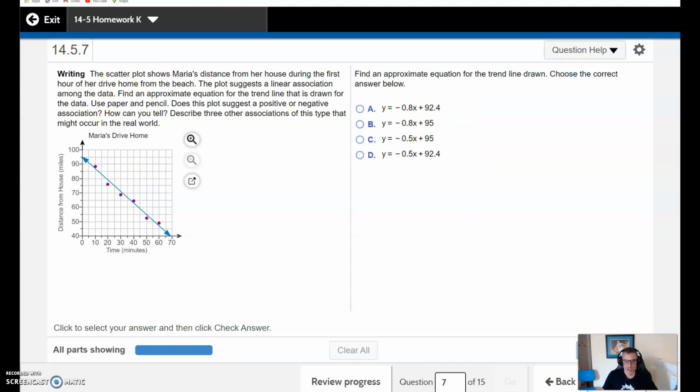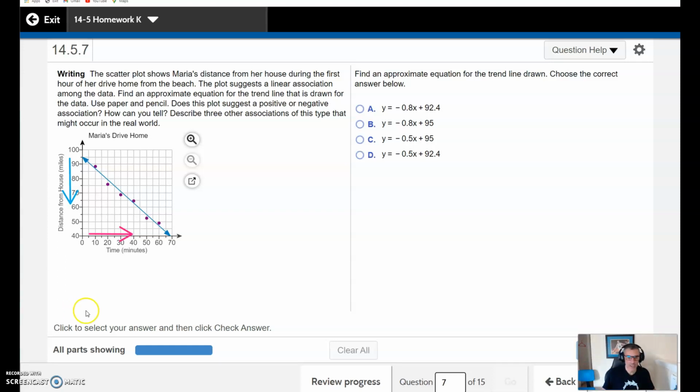We can do this. It says, the scatter plot shows Maria's distance from her house during the first hour of her drive home from the beach. So let's just stop there. Maria's at the beach and she's driving home. Notice on the y-axis, it shows the distance from her house. As time goes by, as we move in this direction, she's getting closer and closer to home, right? She goes from 90 miles to 80 miles to 70 miles. This y value is decreasing. That makes sense, right? As she's driving home, the distance from home is getting smaller.